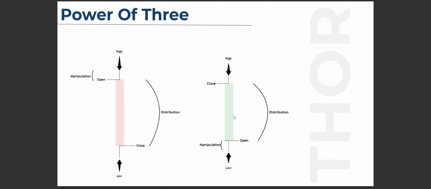Anyways, on the up close candles, the green one on the right hand side, there's the high, the wick, the close, and then open. So price opens, manipulates lower first before going higher. Then it distributes, expands higher, creates a high, and retraces back into a range and closes the price there. So from open to low is the manipulation phase, and the expansion from open to high is the distribution.